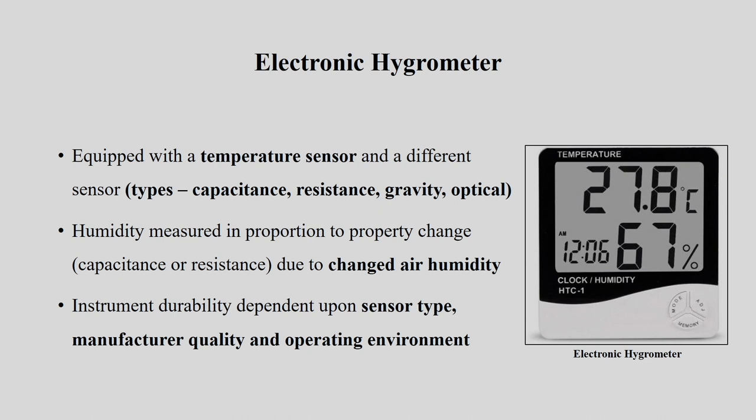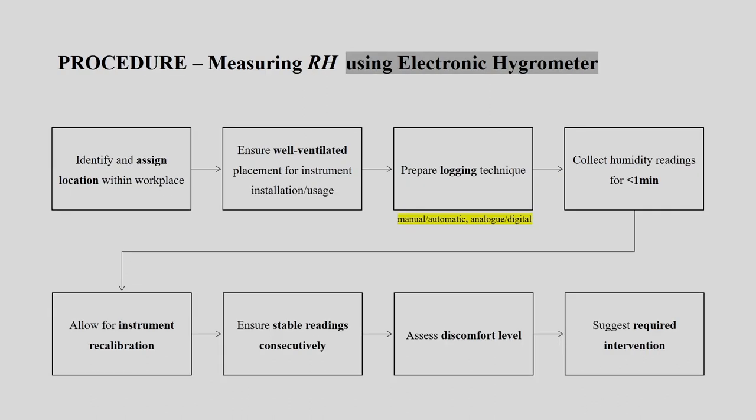Let's understand one by one. Electronic hygrometer. This may look like this, but it can be a little different depending on the brand that you are going to use. It is equipped with a temperature sensor and a different sensor, that is capacitance, resistance, gravity and optical, and humidity is measured in proportion to the property change due to the change in the air humidity. Instrument durability is dependent upon the sensor type, manufacturer quality and the operating environment. Based on that it can be different. So this is how an electronic hygrometer looks like. Every other thing has its own capacity. You can check individually from your own source.